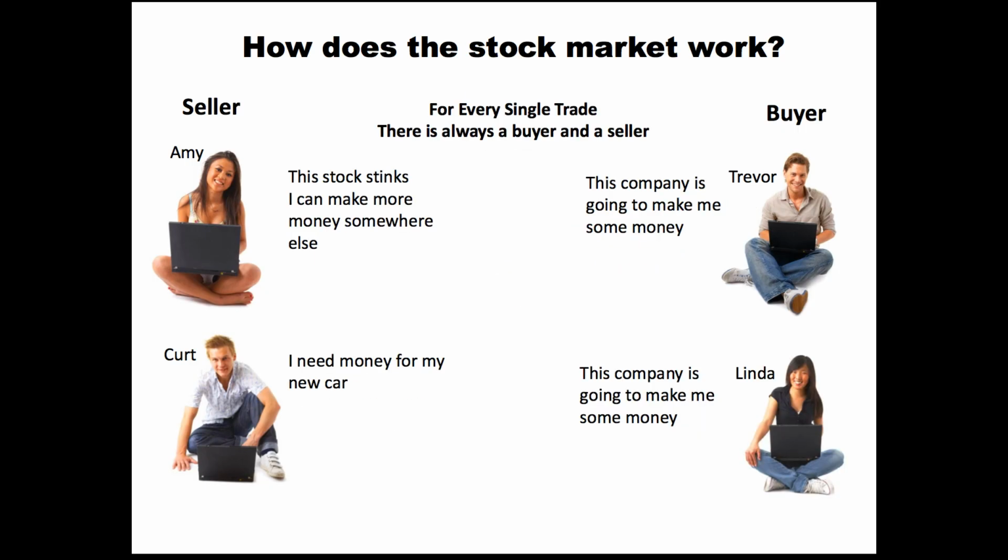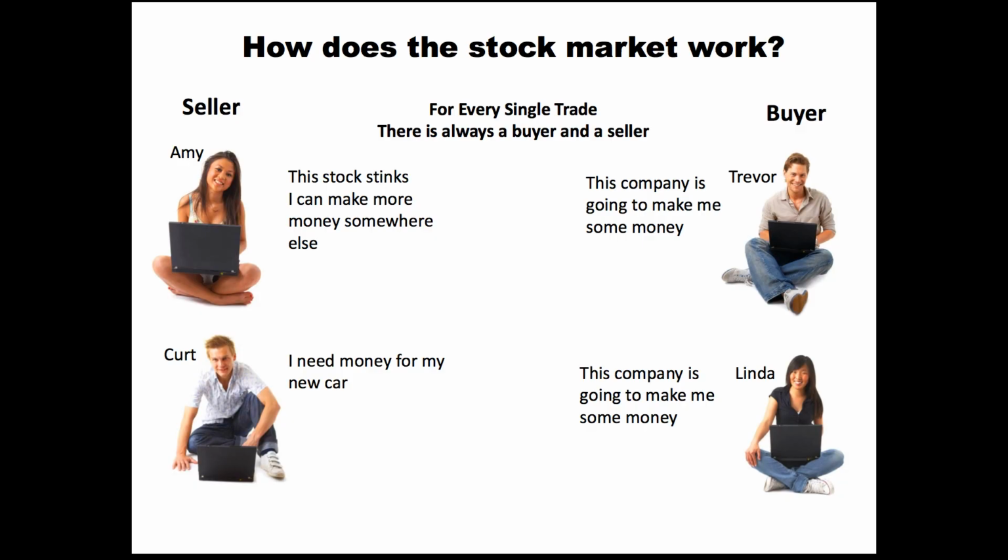So here's what I want you to really understand. For every single trade that happens, there's always a seller and there's always a buyer. So if you're buying shares from somebody, somebody's wanting to sell those to you. And their reason for selling them might be Amy's reason for selling. So for Amy, she said, this stock stinks, I can't make any money off of it, so I'm going to sell it. And so whenever she sold that share over to Linda, if you remember in the first scenario, Linda was buying it because this company's going to make a lot of money.